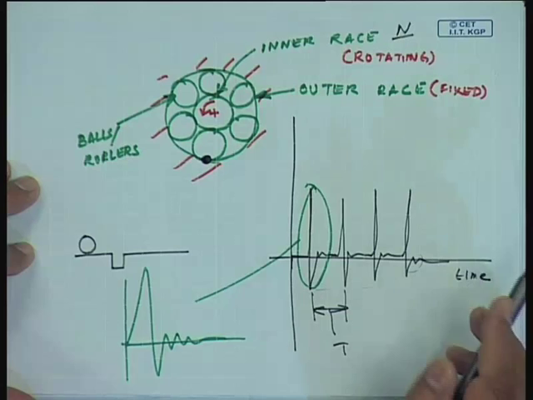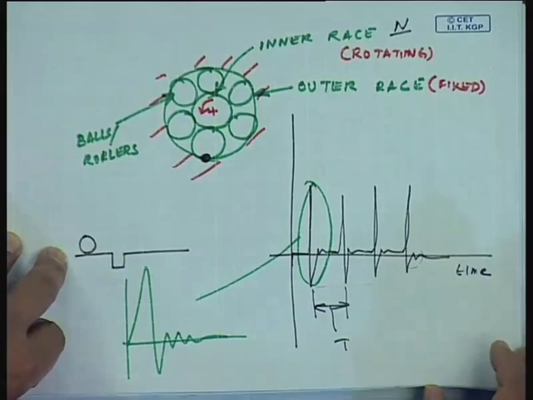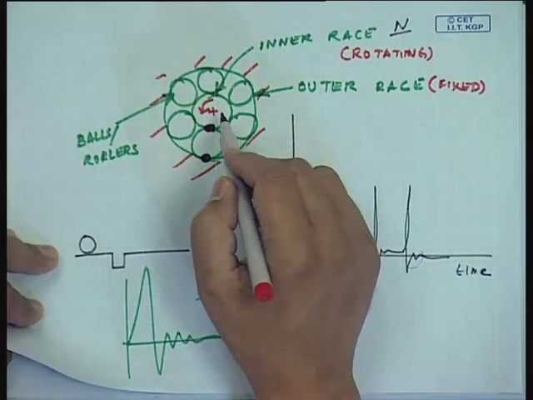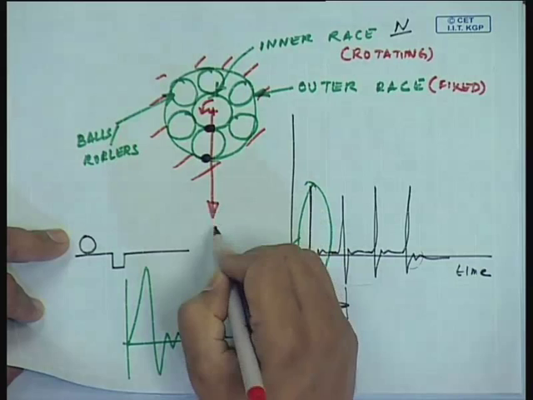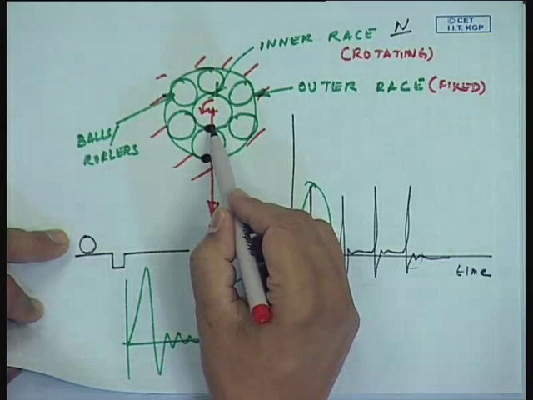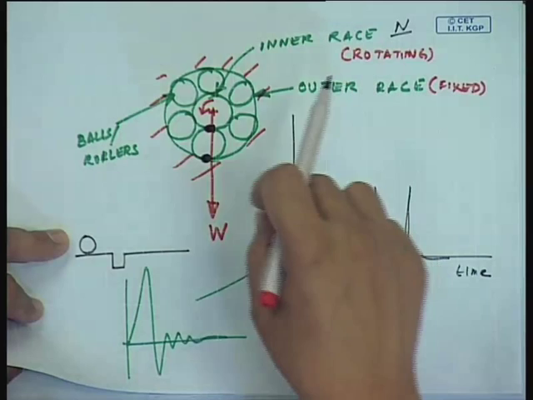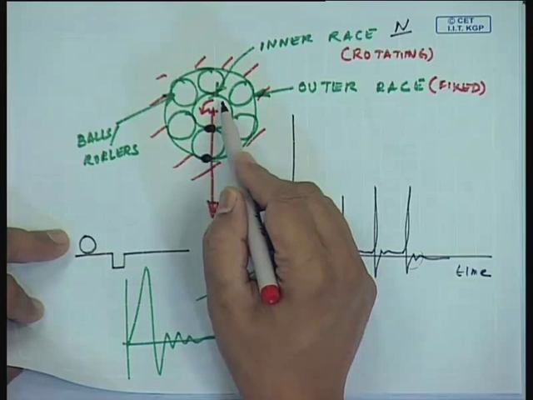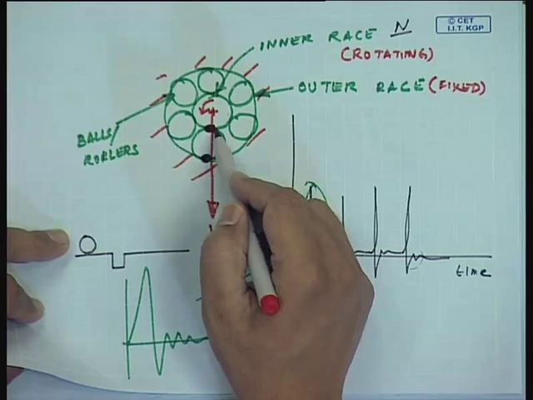On the other hand, suppose the defect was there in the inner race. Let me put it here. Okay. And because the shaft carries a load and the load is always acting downward, some load W. Each time the defect comes under the load axis, there is a great amount of force on this defect here in the inner race. And then once the inner race moves away, this force will decrease and so on. So, the intensity of the vibration will be modulated as a function of the rotational speed.